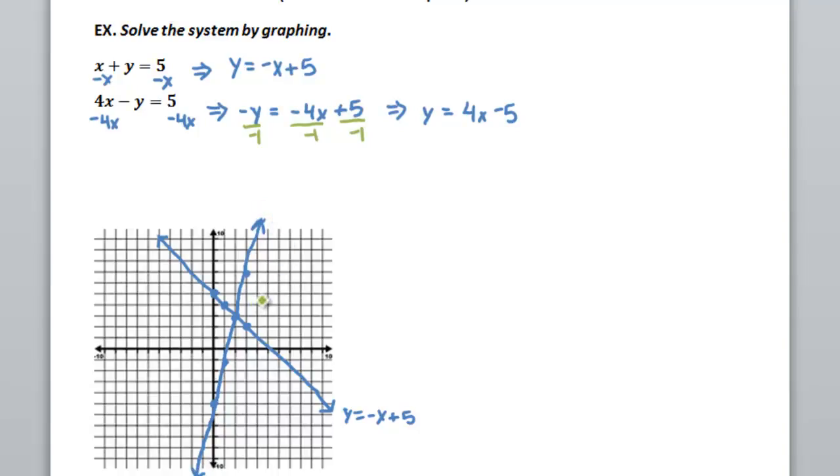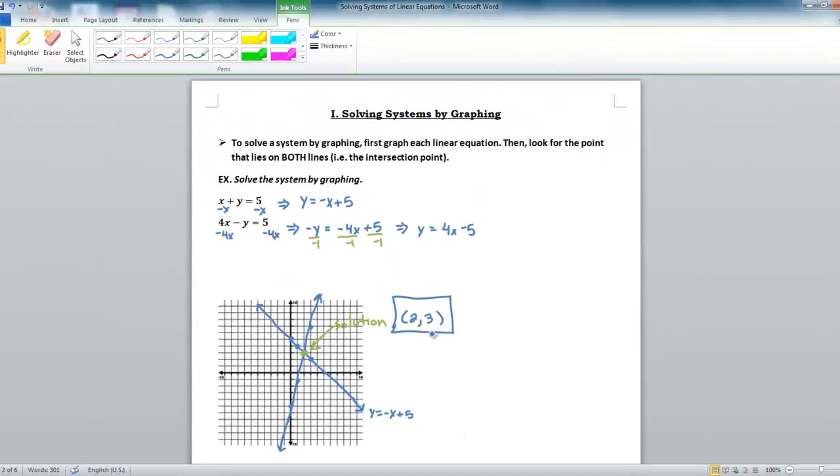Our intersection point is right here. That's the solution to the system. The coordinates of that point are 2, 3. And this means if we were to plug x equal to 2 and y equal to 3 into both of these equations, it should work. It should make each equation true. That's a way that you can check to make sure that you have the right solution.